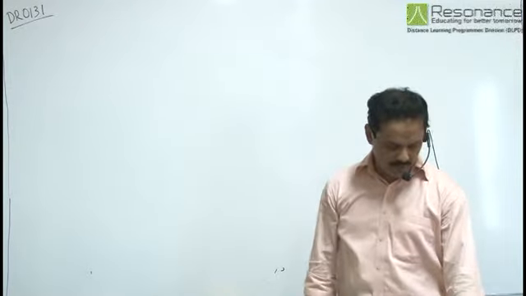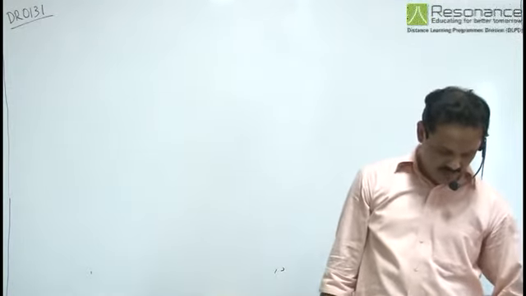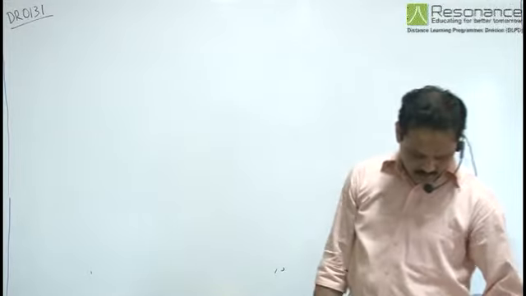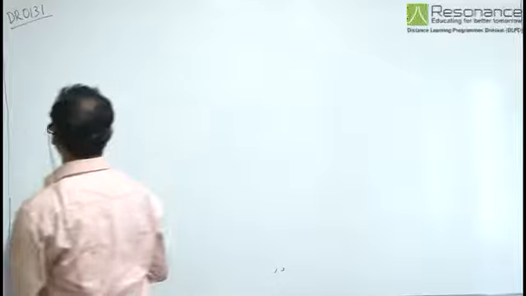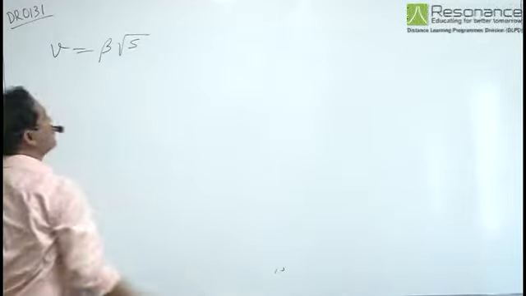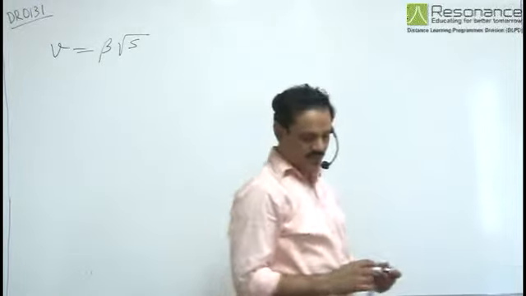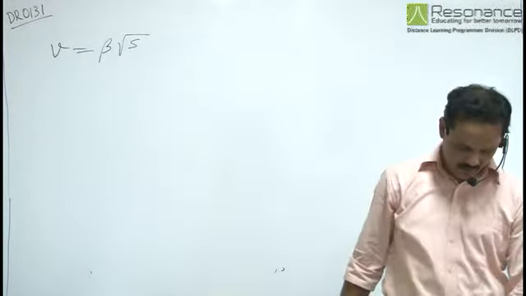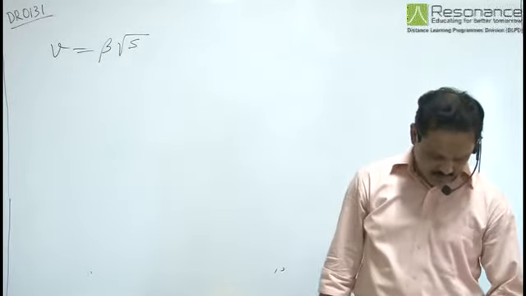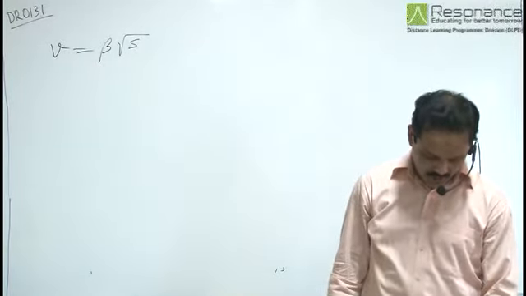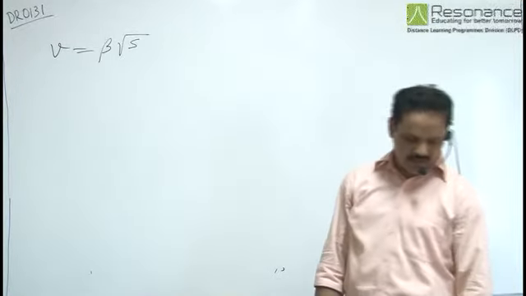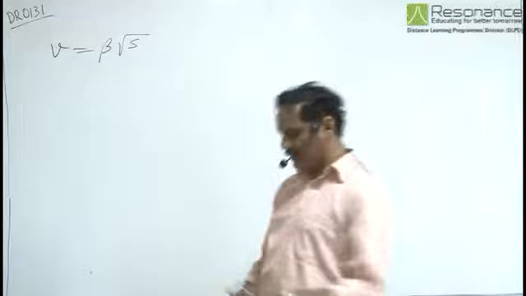In this particular problem, a car of mass m starts moving so that its velocity varies with distance according to the law v is equal to beta root s. This is how velocity varies with displacement, where beta is a constant and s is the distance covered. Now the total work performed by all the forces which are acting on the car during the first t seconds after the beginning of motion has to be found.